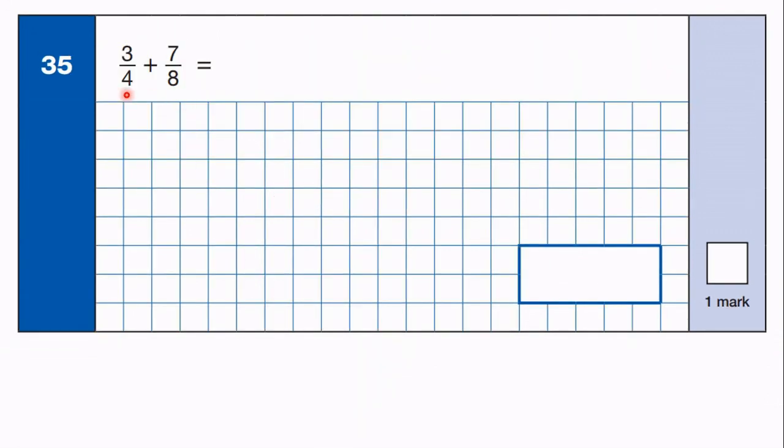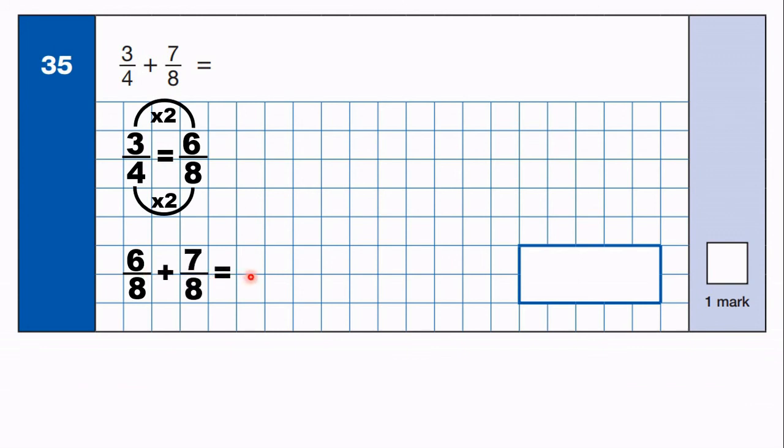Question 35. 3/4 plus 7/8. To add fractions, we need to get the denominators the same. So 4 times 2 is 8, 3 times 2 is 6, so instead of 3/4, we can write 6/8 plus 7/8. We keep the denominator the same, and 6 plus 7 is 13, so our answer is 13/8. We could change that to a mixed number, but in this paper, we still get the mark for an improper fraction. So let's move on to the next question.